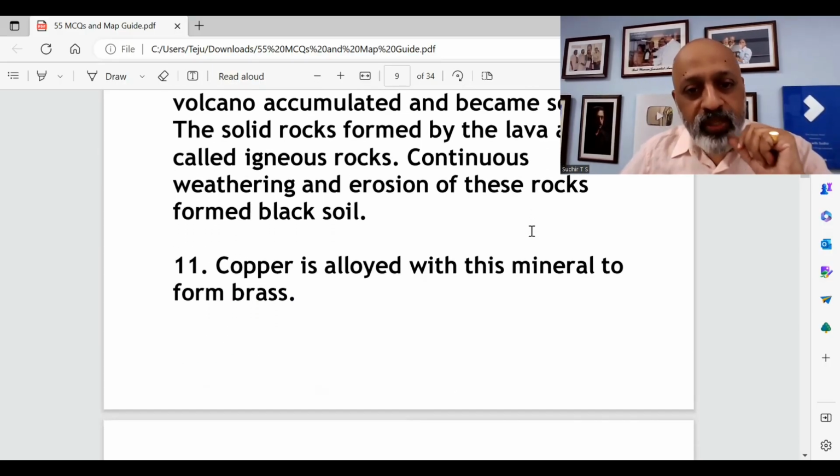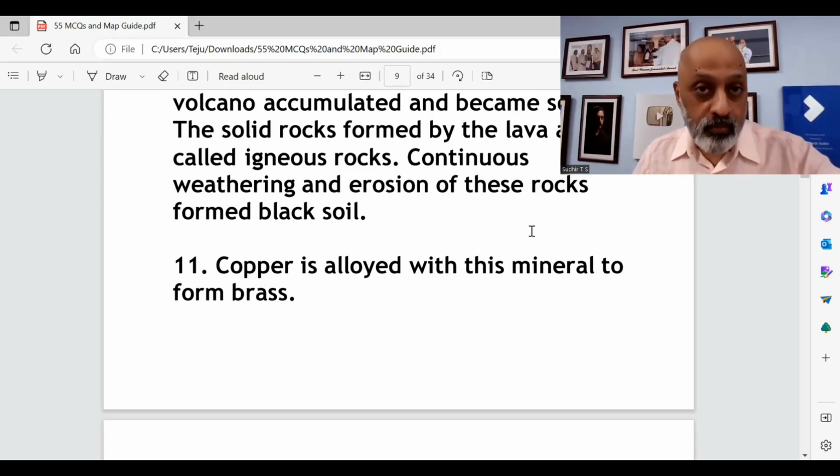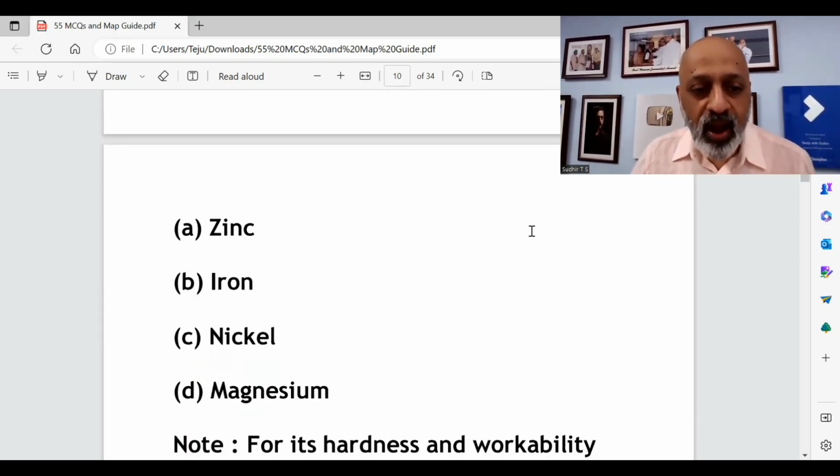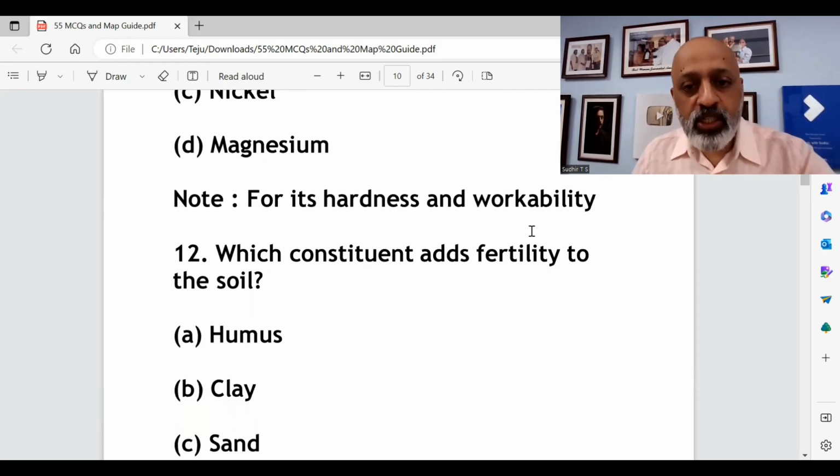Copper is alloyed with this mineral to form brass. कॉपर के साथ कौन से मिनरल को जोड़े, alloy करे तो ब्रास बनता है? Is it zinc, iron, magnesium or nickel? The correct answer is A, zinc, for its hardness and workability. Which constituent adds fertility to the soil? Is it humus, clay, sand or silica? The correct answer is humus.